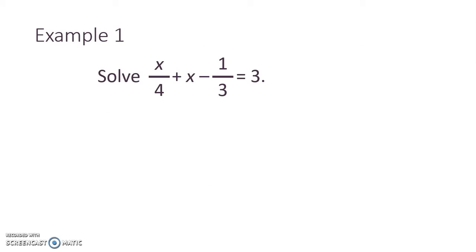So example 1 says x over 4 plus x minus 1/3 equals 3. Now this is pretty messy, so we want to get rid of these fractions. So we want to ask, what does 4 and 3 have in common? Well, the least common denominator, or the least common multiple, between 4 and 3 is 12. So we're going to multiply each by 12. I'm going to multiply everything on this side of the equation by 12, and then I'm going to multiply this side of the equation by 12.